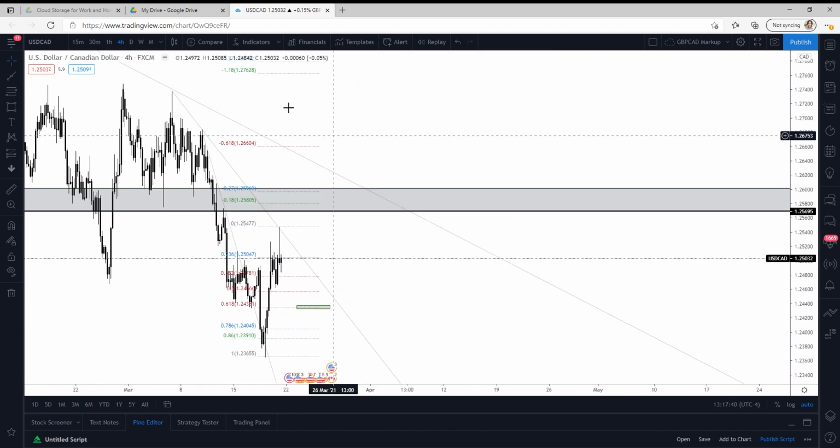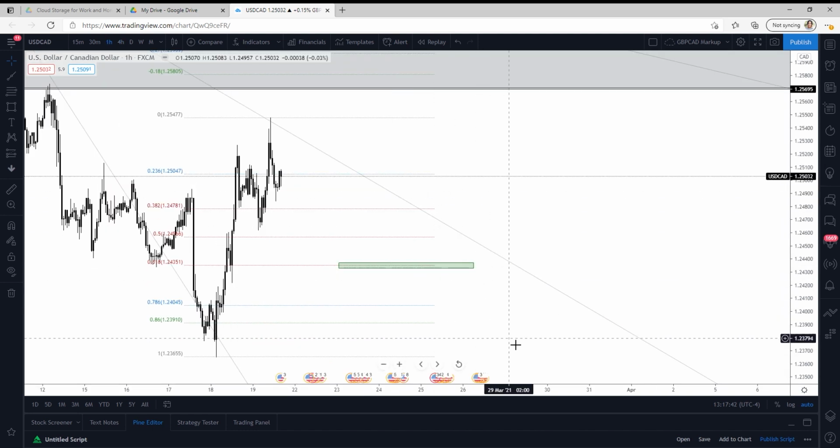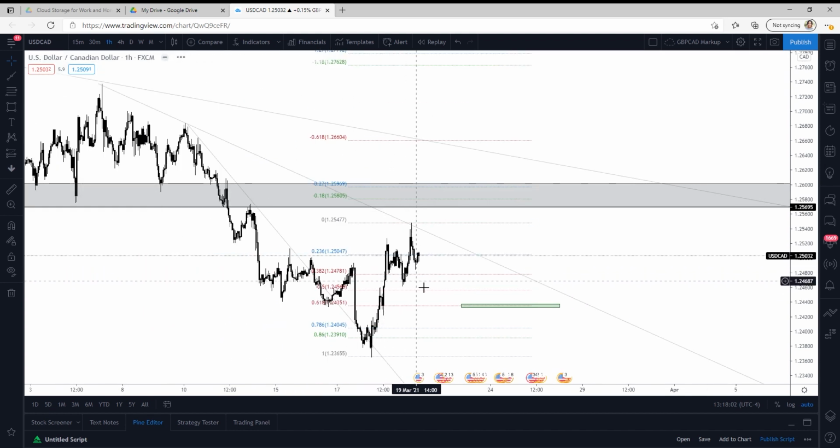In order for me, like I said, to be convinced that this would be a buy, I wouldn't enter just off of this fib level. I would have to see a bullish break off of the trend line. And I would need to see a swing low formation happen here. So I would wait a little bit. I wouldn't get in anything right now.